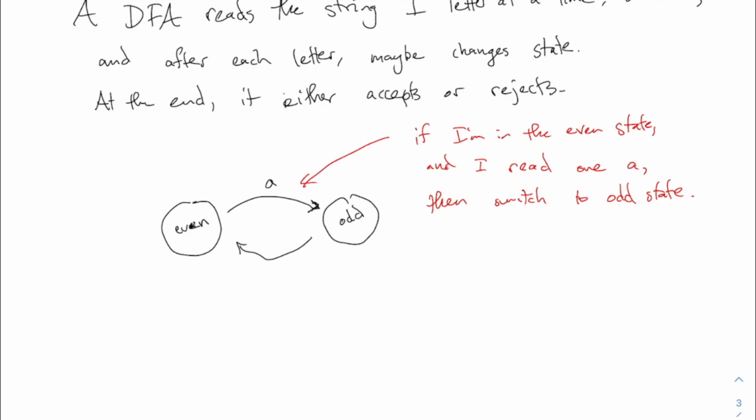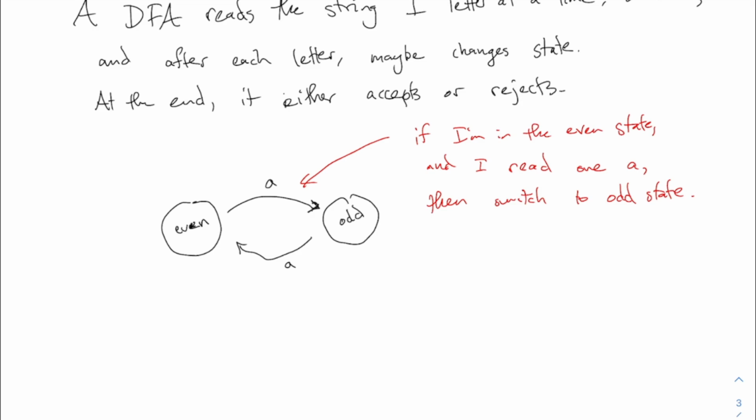And this also I label with an A. That means if I'm in the odd state and I see the letter A, I should switch back to the even state. All right? And by the time I get to the end, whichever state I end up in, that's what the string actually was. If I end up in the even state, then the string must have been even length. And if I end up in the odd state, the string must have been odd length. And that's how you decide whether you accept or reject.